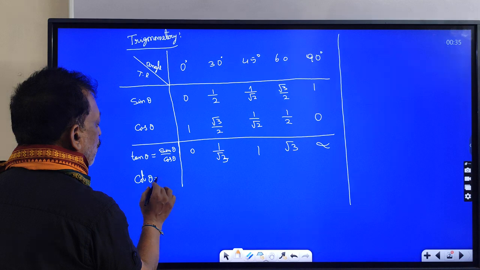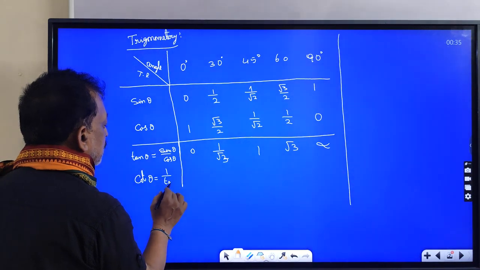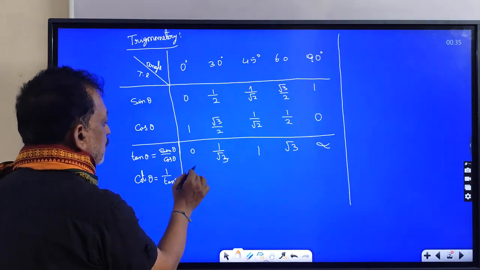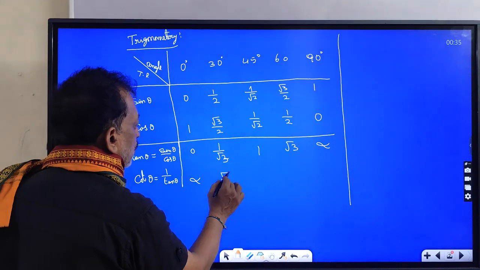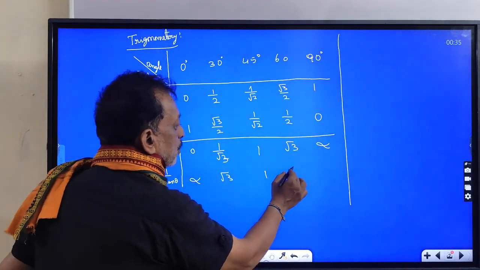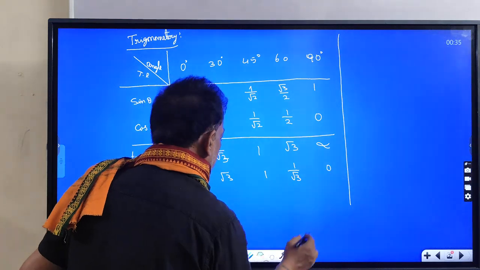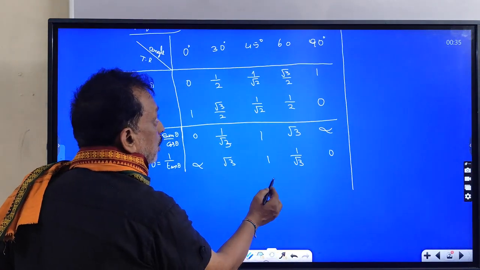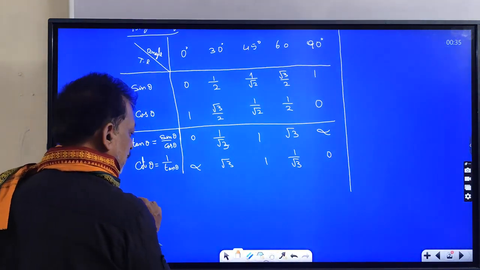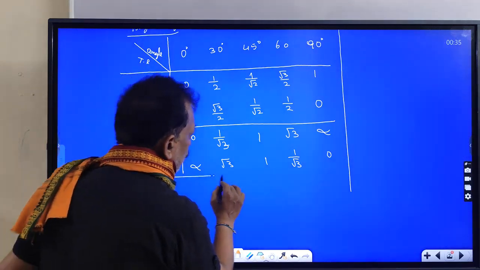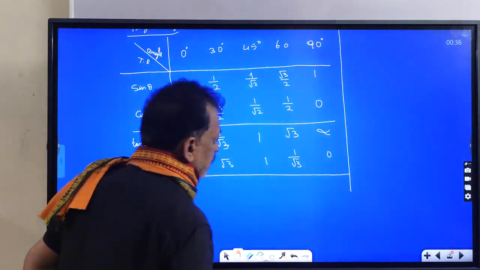So, cot is the reciprocal of tan. Okay, sir. Reciprocal of tan. So, that is infinity, root 3, 1, 1 by root 3. Reciprocal of infinity is 0. Okay. Now, the other values are very simple, easy. If you know sin and cos, the rest of the work is easier.